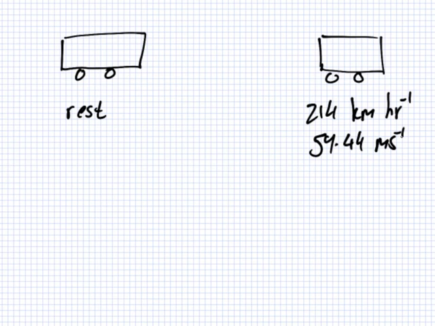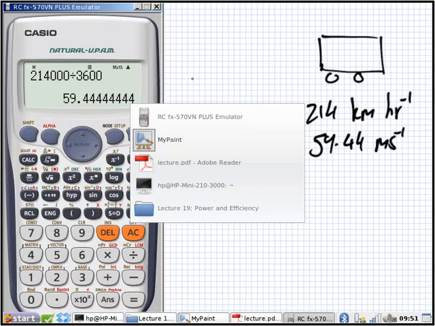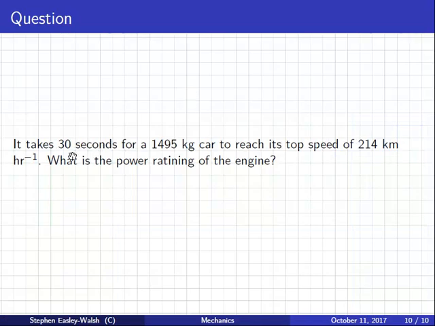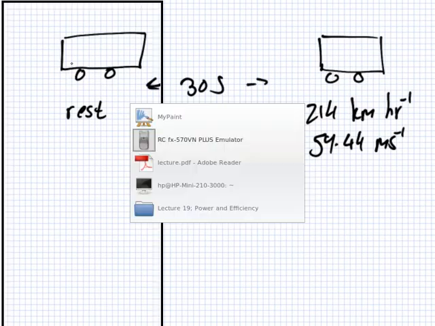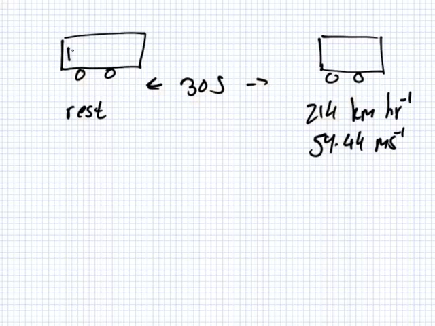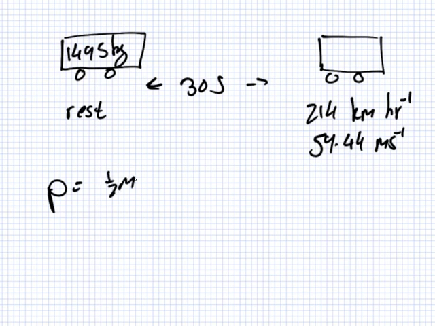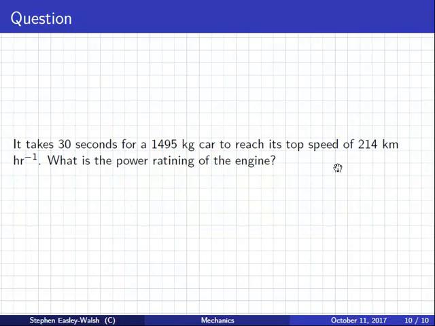So you might think, well, this is easy, because I know the time. The time is 30 seconds. And I know the mass. It's 1495 kilograms. So a lot of you probably did power equals a half mv squared over the 30. Or at least you were thinking of doing that, because it's similar to the earlier question. But I made a tiny change to this. I said that its top speed is 214.